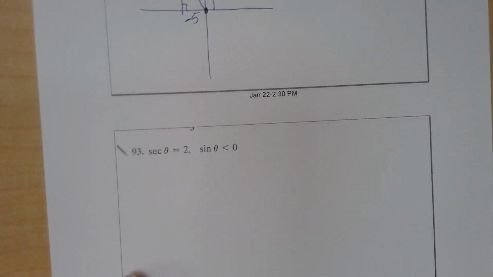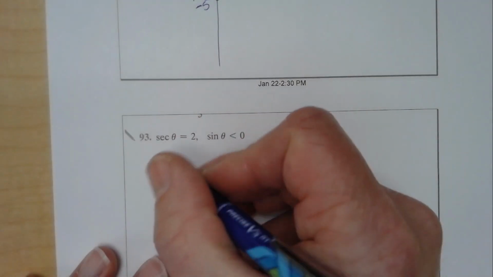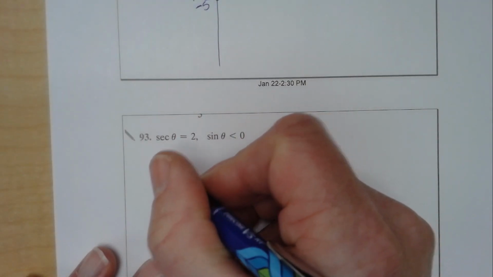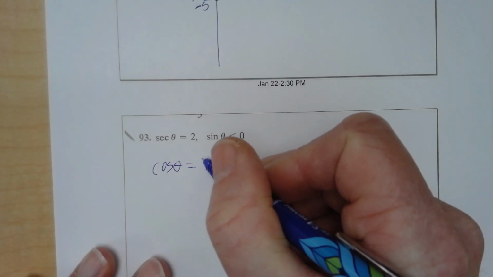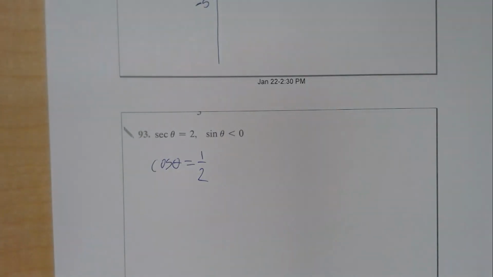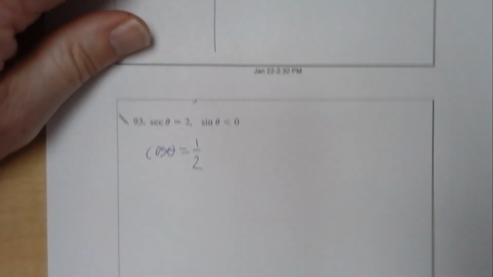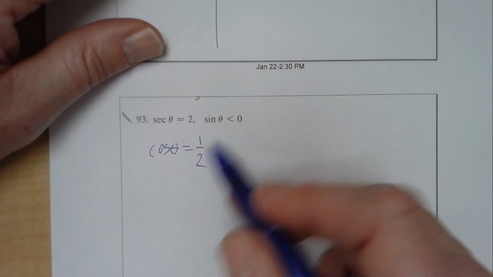Here's a secant one. So in 93, it's a secant one. So secant would be cosine flipped upside down. So cosine is 1/2. All right, cosine's 1/2. And then it says sine is negative. Sine is negative, but cosine's positive.